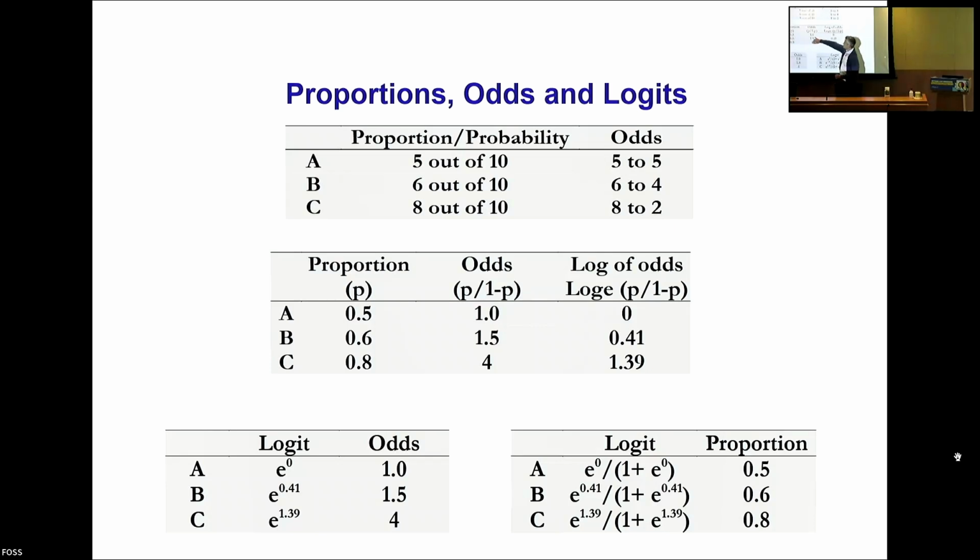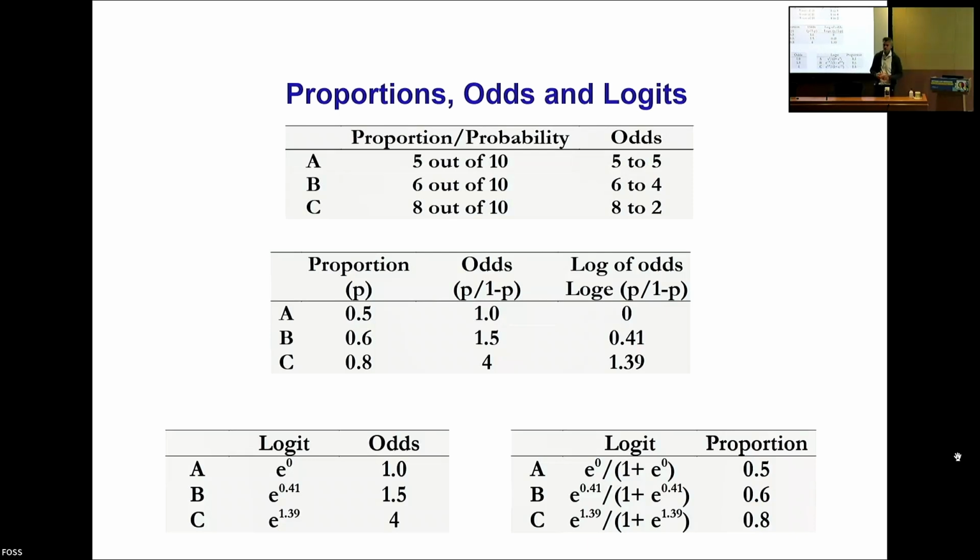So once you know the odds, you can take the natural log of that. The natural log of 1 is 0. The natural log of 1.5 is 0.41. The natural log of 4 is 1.39. So once you know the proportion, you know the odds, you know the logits. And vice versa, once you know the odds, you know the proportion as well as the logits. And once you know the logits, you can work your way back to the proportions as well.